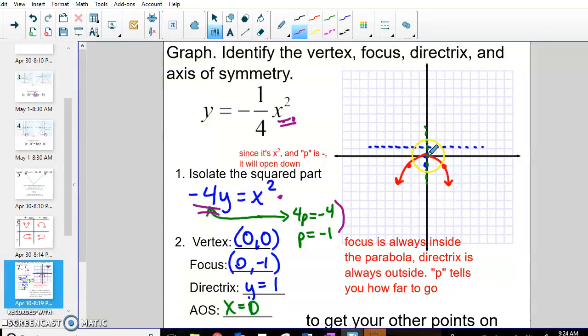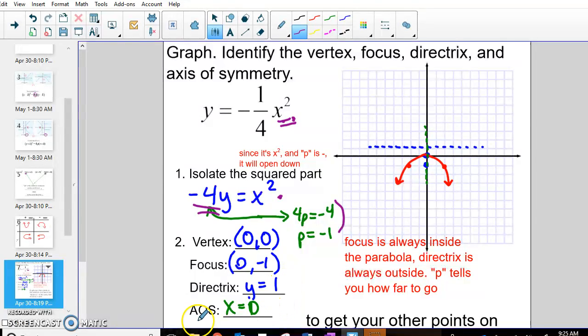So I put my vertex. This one is at 0, 0. I'll show you one in just a second that's moved. And then your focus has to be inside. So we go down 1 unit and put your focus. We go up 1 unit and your directrix. Your directrix is always a line. And then I'm going to write those over here. The focus is an ordered pair. The directrix is an equation.